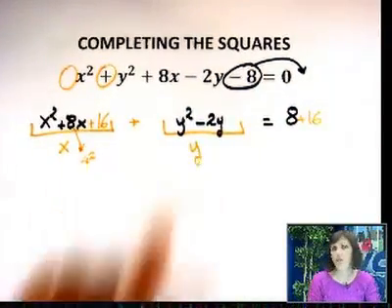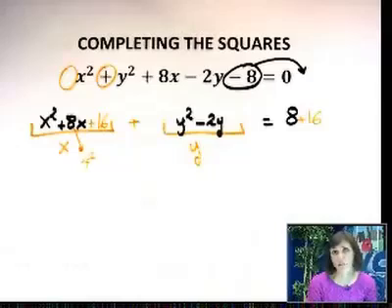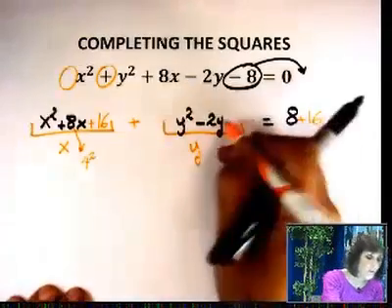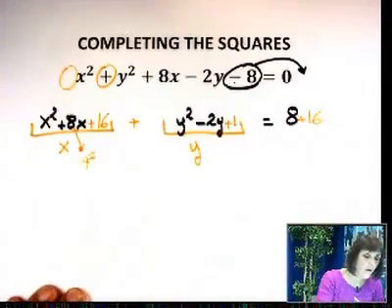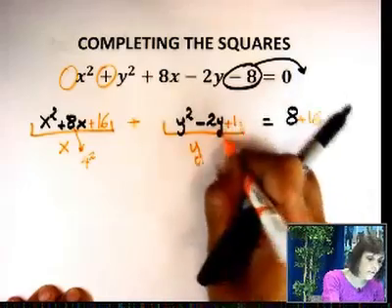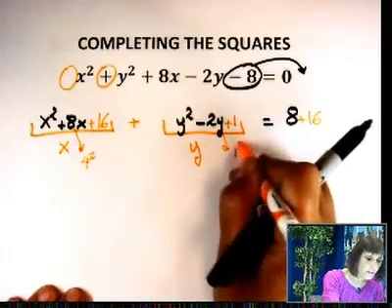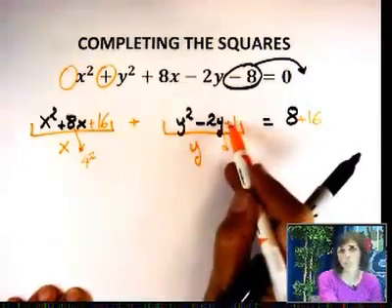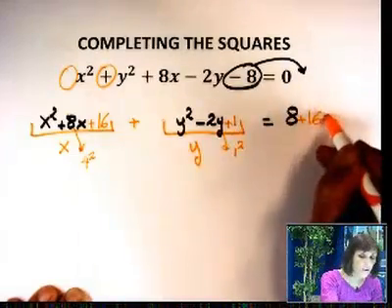Alright, let's do complete squares with the y's. 2 divided by 2 is 1. Square it, 1. Alright? So, you go 2 divided by 2, that's 1 squared, 1. I cannot just put 1 in here. I have to put it here.